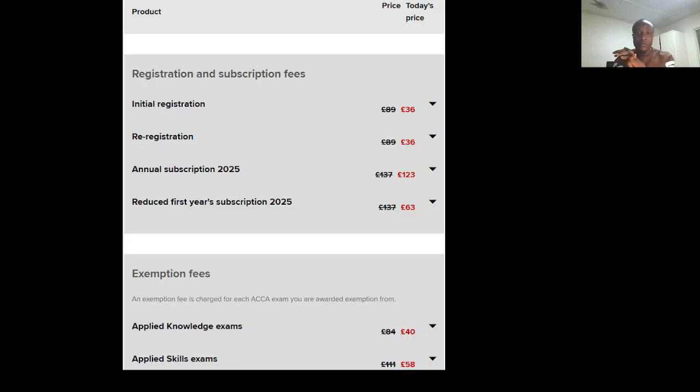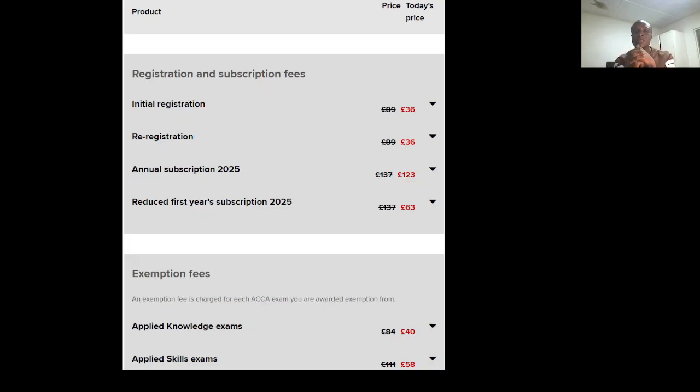Now, for the exemptions, for the applied knowledge exemptions, when we're talking about applied knowledge, it means from F1 to F3, you are going to pay 40 per each paper. So in total, you are going to pay 120 pounds for the applied knowledge exams. Secondly, you are going to pay for applied skills exam, which is a paper. If you are an applied accounting student, you will be exempted 4 papers from F1 to F4. F4, you are going to pay 58 pounds. So in total, you are going to pay 120 pounds plus 58 pounds for your exemptions. Now, when talking about exemption, you are not going to sit these exams again, but you are going to pay, and then you will continue to the next paper, which is performance management, and so on to professional level.